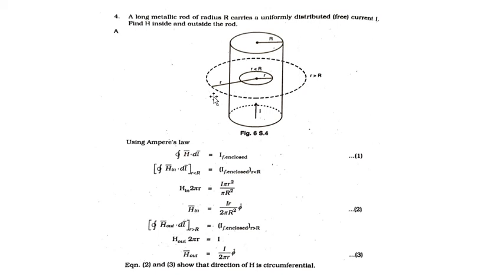Now to find the auxiliary field outside, let's construct an Amperian loop outside the rod with radius small r. Here the radius of the Amperian loop is greater than the radius of the rod. Therefore H_out times 2 pi r is equal to just I, and H_out is equal to I by 2 pi r in the phi direction.